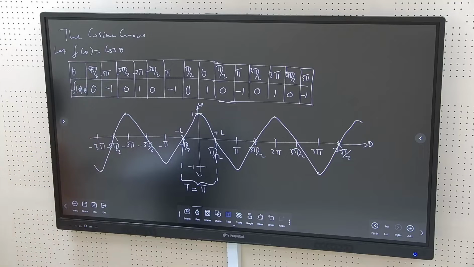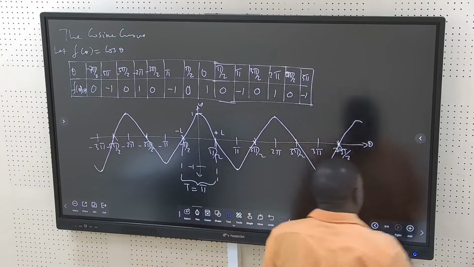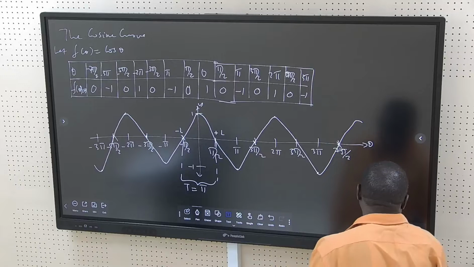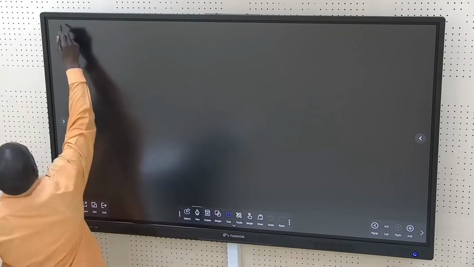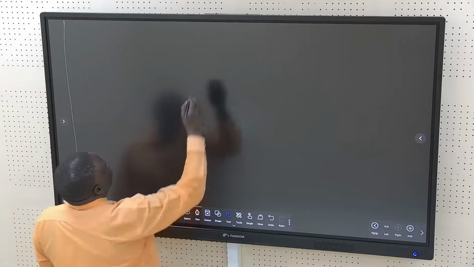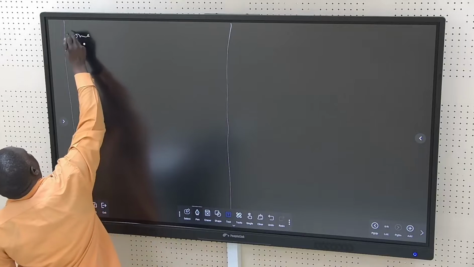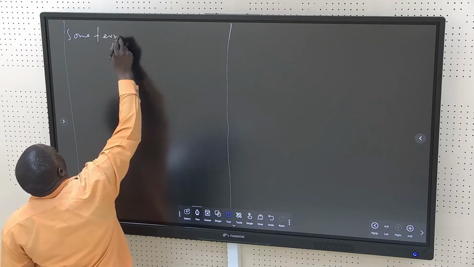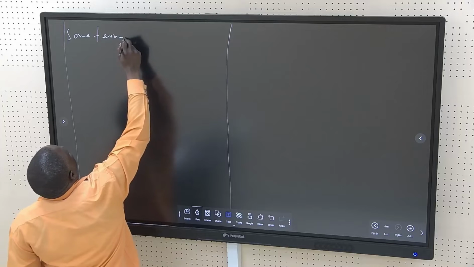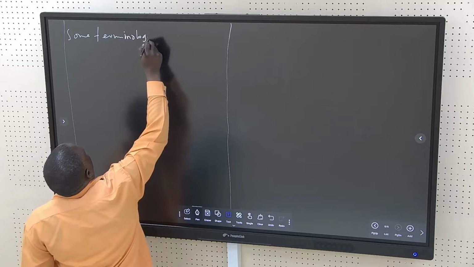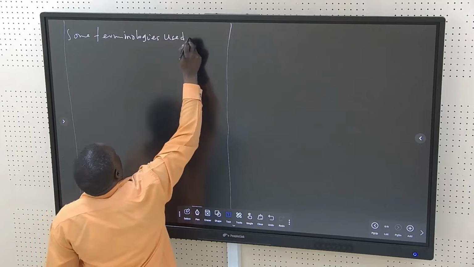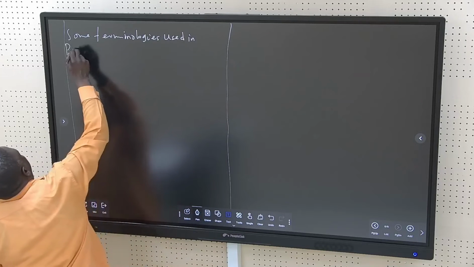Okay, so after having a good understanding of these periodic functions, let us see some terminologies used in periodic functions.